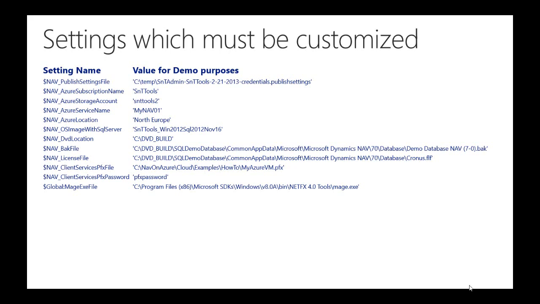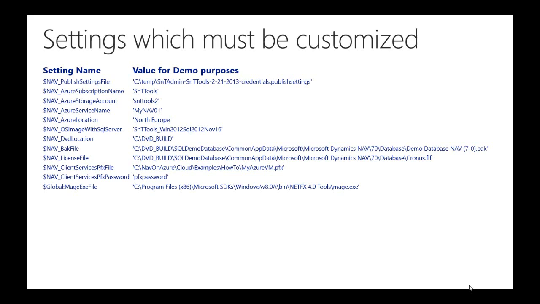The next setting is Nav License File. This setting should point to the Microsoft Dynamics Nav license file you want your Nav on Azure instance to use. For demo purposes, you can use the sample Cronus license file, which is available in the Nav installation media in the path shown here. The next setting is Nav Client Services PFX file. This setting can point to the sample PFX file myazurevm.pfx, which should be in the Cloud Examples How-To folder you copied to your PC earlier when you were preparing your machine to work with the provisioning tools for Azure.